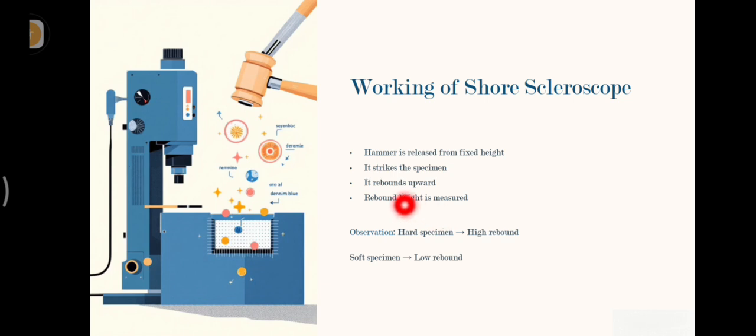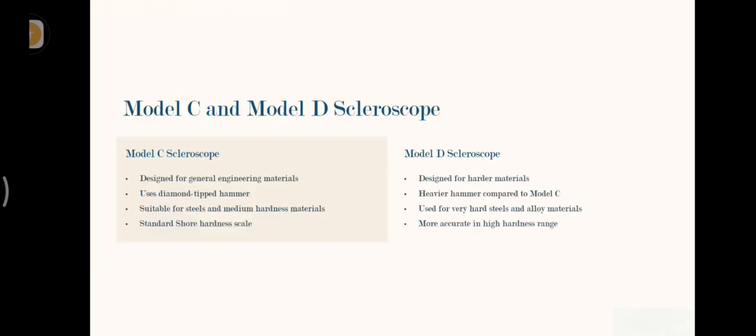So what we observe is it will be highly rebounded. If it is coming back like this and it rebounds to a greater height, then it is a hard specimen. If it rebounds like this and the rebounded height is less, then it will be a softer specimen. This is the main thing behind the Shore scleroscope, through which we can determine the hardness.